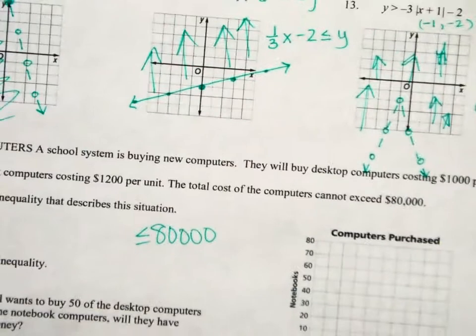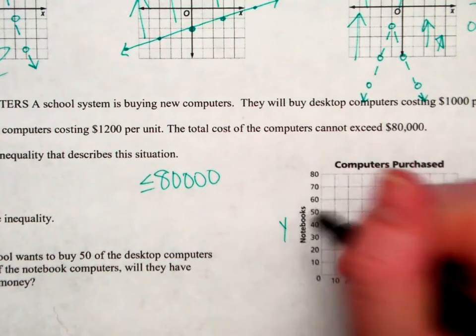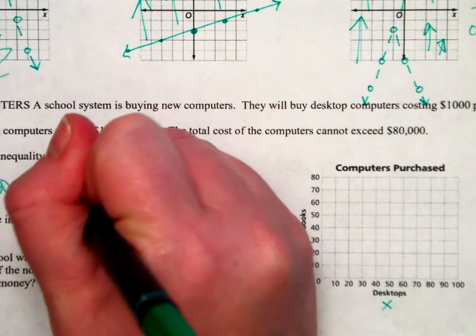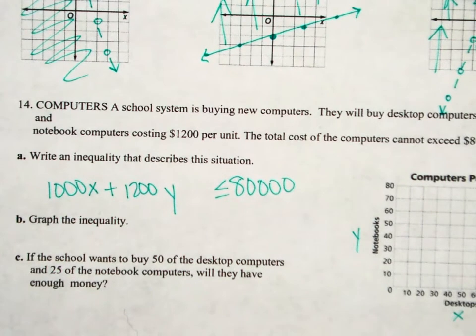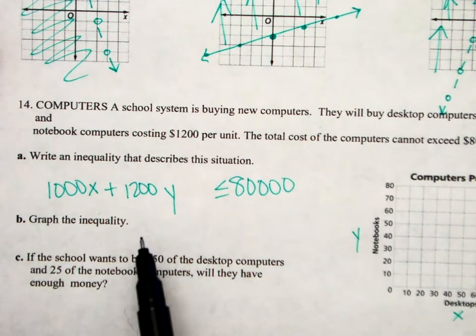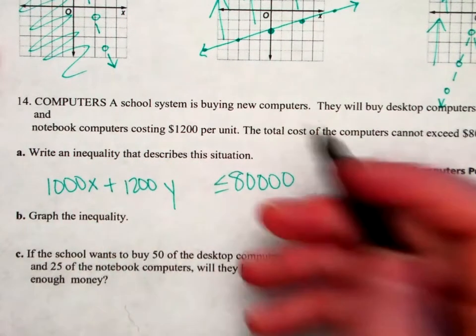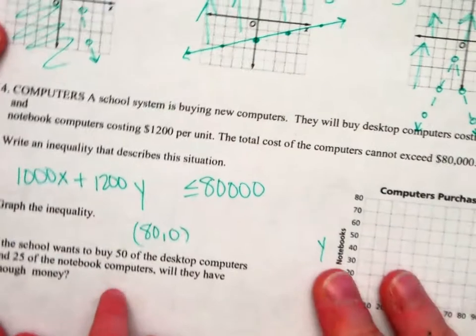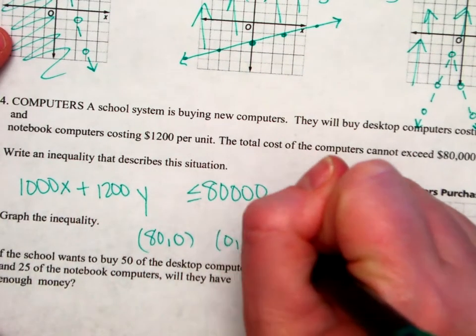Based on my equations, I'm going to call desktops x and notebooks y. So 1000x plus 1200y is less than or equal to 80,000. With that, I'm going to get my x and y intercepts because it's standard form already. If I plug in 0 for y and divide by 1000, I get (80, 0). If I divide by 1200, I get (0, 66.6 repeating).